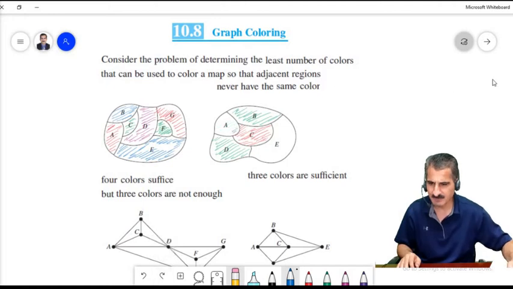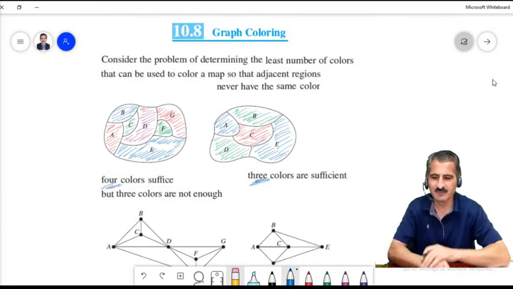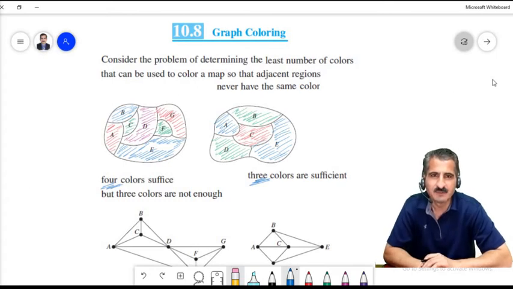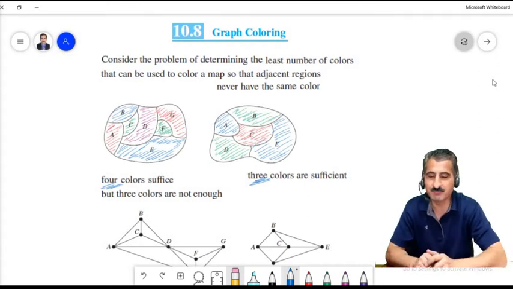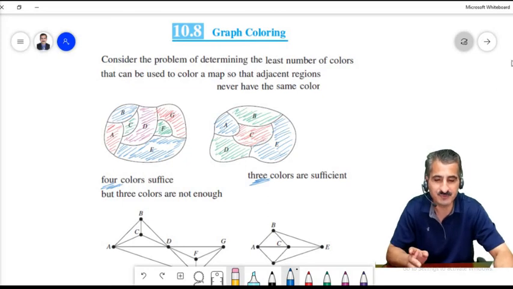So this is blue now, and this is blue. So I needed only 3 colors for this graph. Okay, but I needed 4 colors for this graph. Okay, so this is the idea. How many colors do I need to make colors for a map so that no two regions, adjacent regions, have the same color? We can transform this to graph theory.